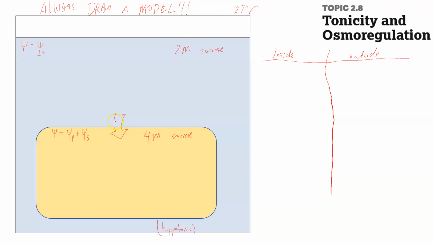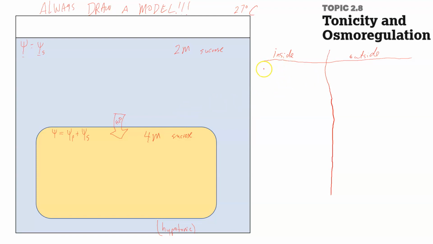Water is going to want to move in, right? Water is going to be moving in this situation. The cell will be getting bigger. Let's assume it's a plant cell and it's not going to explode. This thing is just going to get really nice and fat and turgid. Okay, so water's moving in.